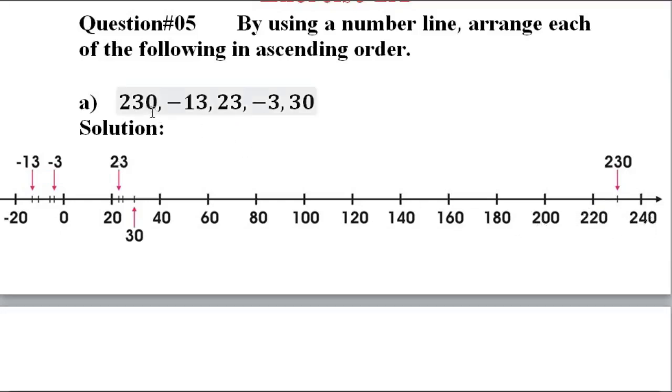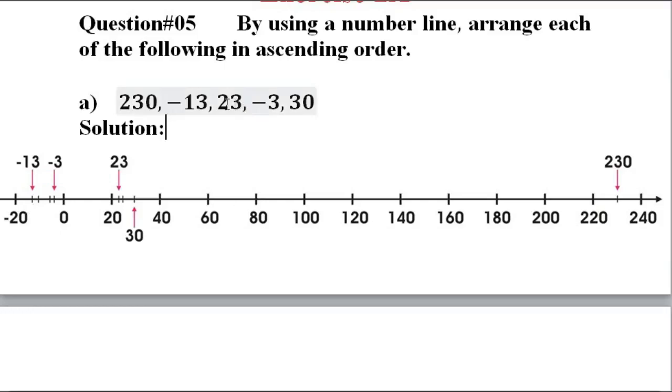The second number is negative 13. The midpoint between 0 and negative 20 is negative 10. Since negative 13 is closest to negative 10, this is the correct placement for negative 13.